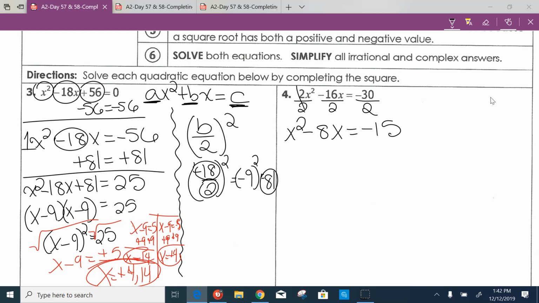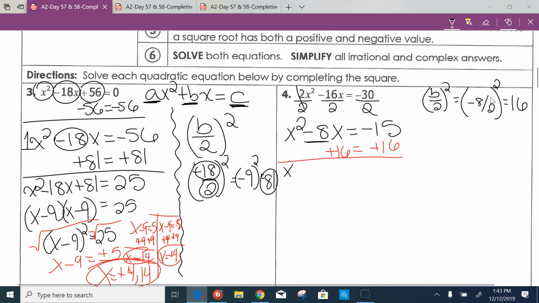So I'm going to have to take my b value, divide it by 2, and then square it. My b value is this negative 8 right here. So I'm going to take negative 8, cut it in half, that's negative 4. Negative 4 times negative 4 is a positive 16. So positive 16 is what I add to the left side of my equation and to the right side of my equation. When I do that, the new equation I get is x squared minus 8x still, with a plus 16 on the left. Negative 15 plus 16 is just a positive 1.